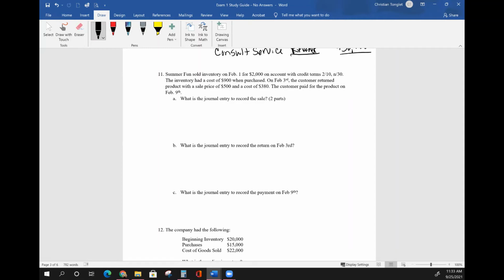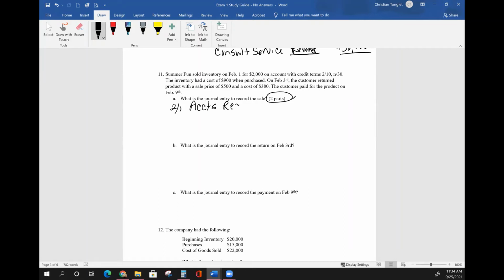Okay, so Summer Fund sold inventory on February 1 for $2,000. So remember that we have a sale of merchandise and it has 2 parts. So you're going to have 2 journal entries, so 2 debits and 2 credits, right? We're going to look at the sale part of it, and then we also have to look at the inventory cost side of it. Okay, so when we have the sale on February 1, they are purchasing on credit terms. So we haven't received cash. We're selling it to them, and that is called accounts receivable.